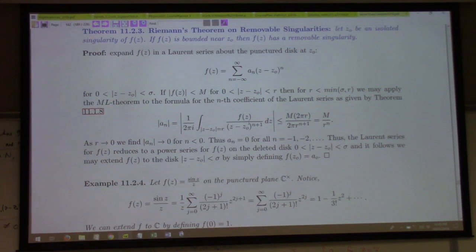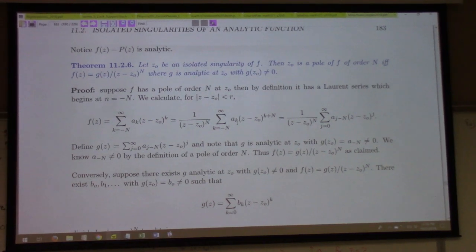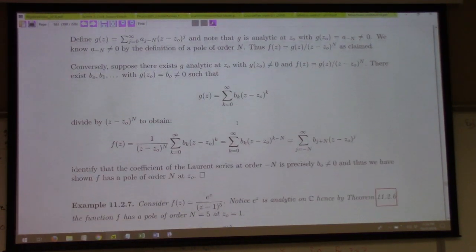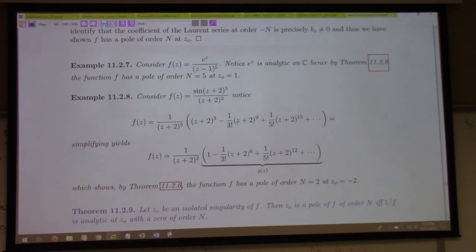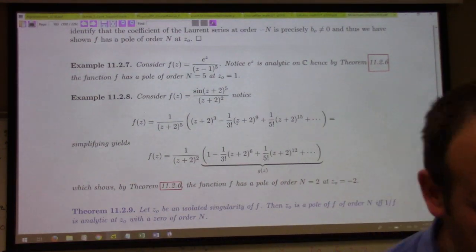Okay, so this is what I just stated, this theorem 11.2.6. Here is an example that makes good on it. So e to the z over, oh, you got it?